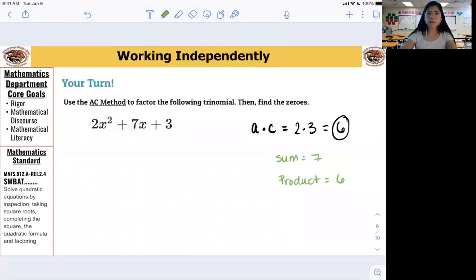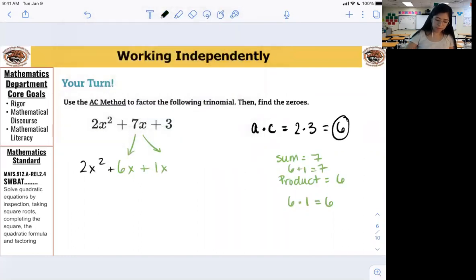6 and 1. 6 plus 1 is 7. 6 times 1 is 6. So I split it up. Does not matter the order. You can do it either way. But I'll do 6 and 1. If you did it the other way, you should still get the same answer. Then I group.